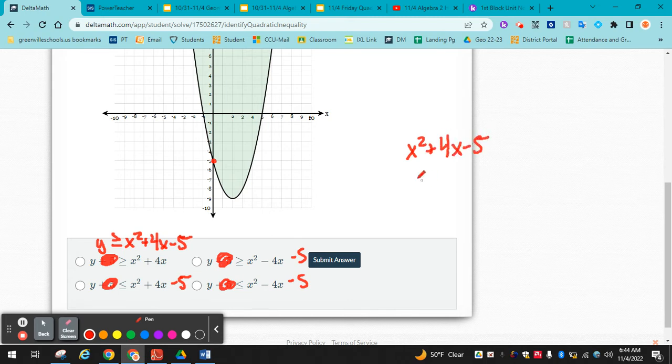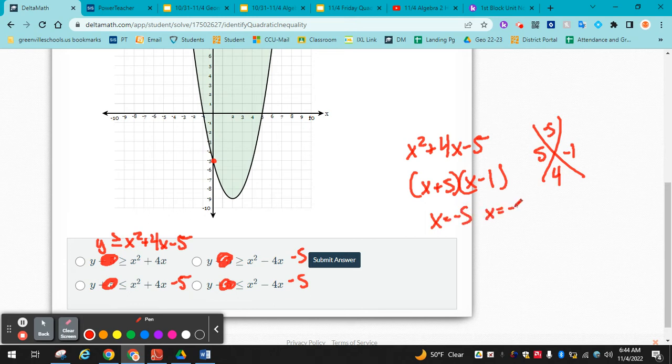We can factor it and find our x-intercepts. So that'd be 5 and 1. x plus 5, x minus 1. Okay, with a plus 4, I get an x-intercept of negative 5 and 1. So it can't have the plus 4 in it. So it can't be these.